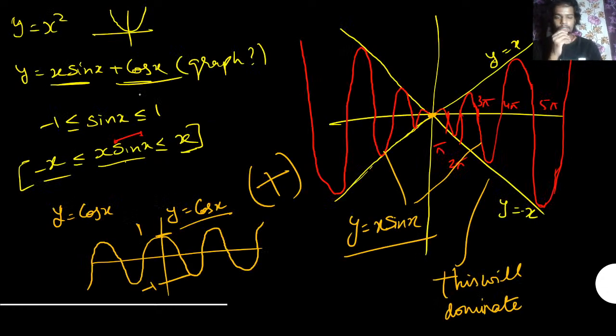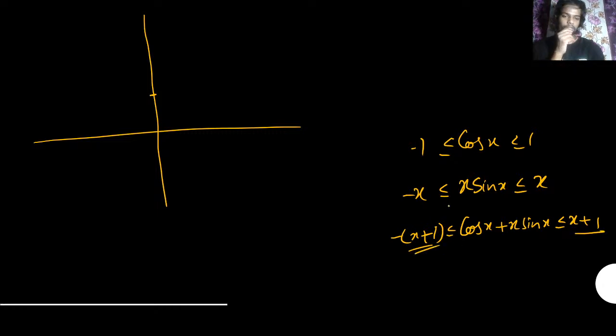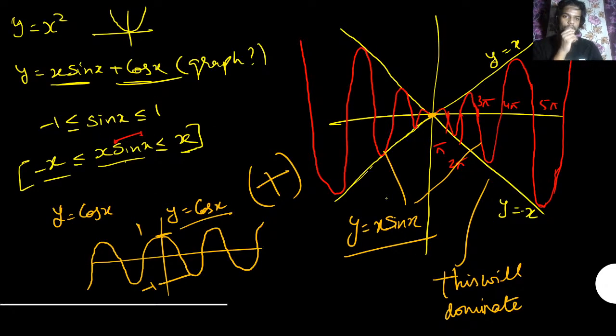See how the graph will dominate. It means that this can take value, so for example, cos x will take value between 1 and -1. x sin x will take value from x and -x. Now if you add these two, you will see that cos x plus x sin x will actually take value from x plus 1 to -x plus 1. So you see the nature is again between two lines, x plus 1 and minus x plus 1. So basically the nature will again be something like this between two lines.